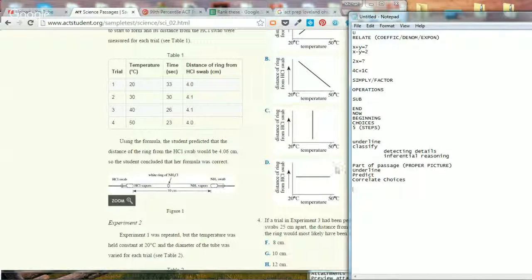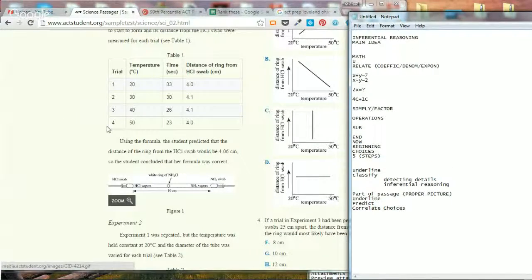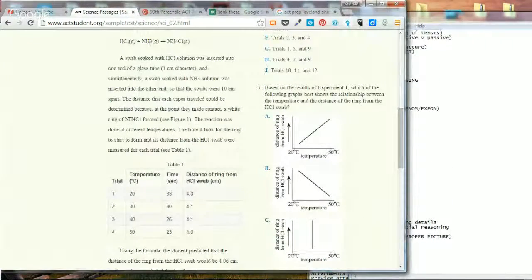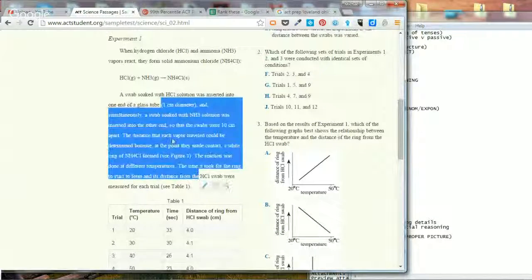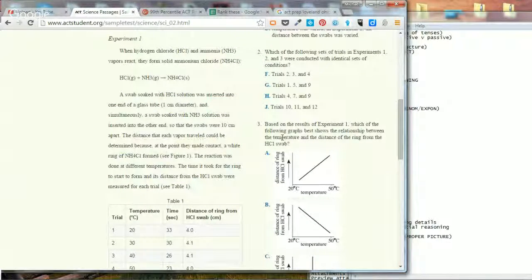Otherwise, if the chart, table, or graph doesn't give you the information you need, you do go to the rest of the passage and make sure that you get the proper details just like you would in the reading section.